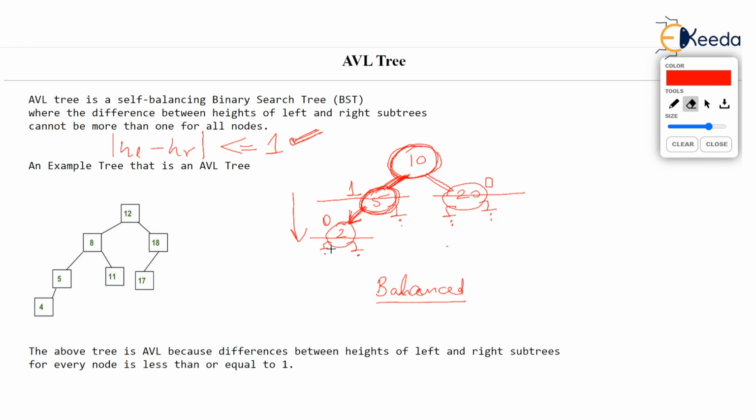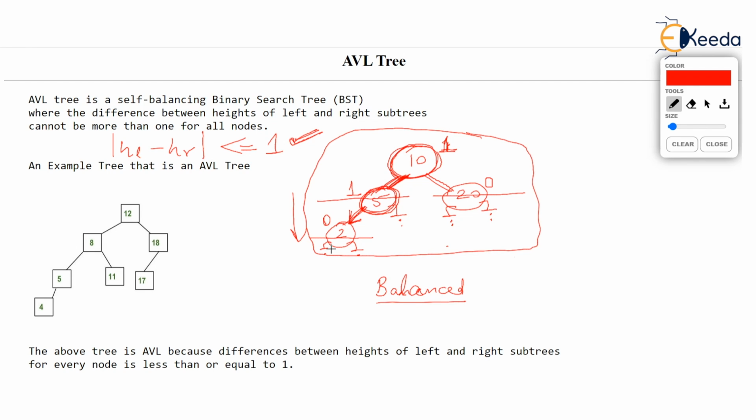So 10 is also obeying the rule, because the difference between their heights is not crossing 1. So all the nodes in this tree are obeying the rule. Hence, the tree is balanced, isn't it?